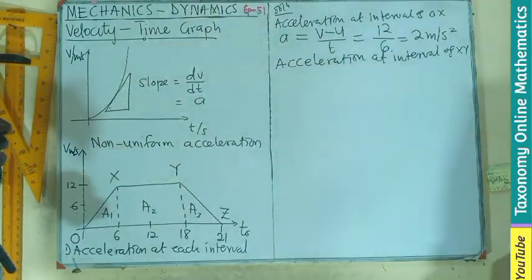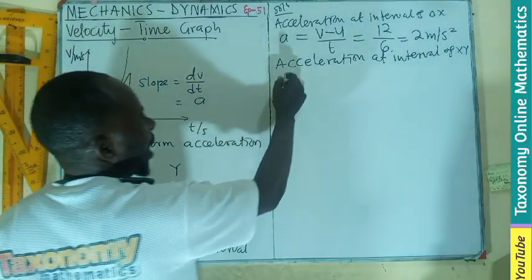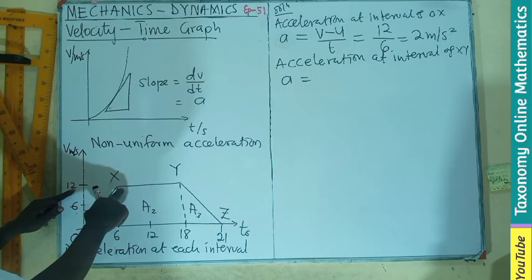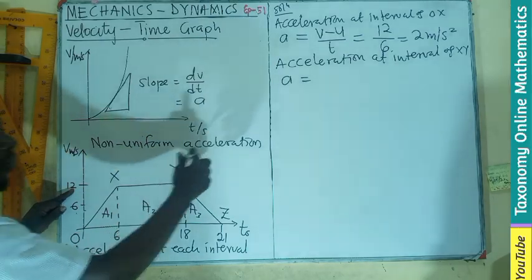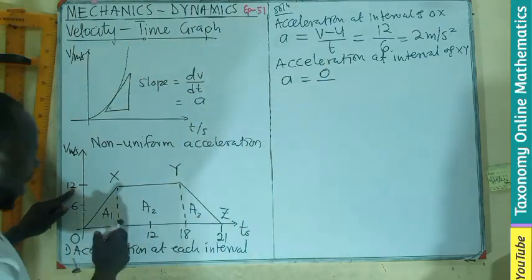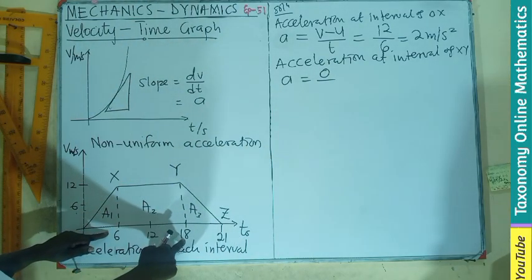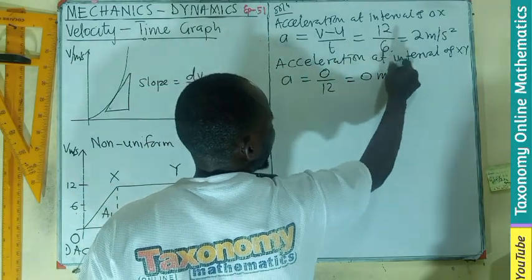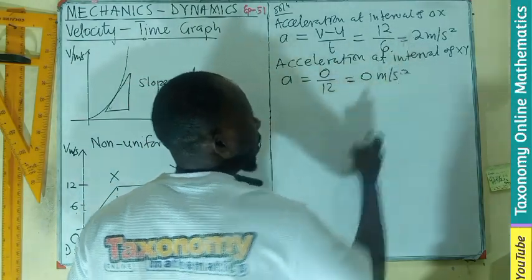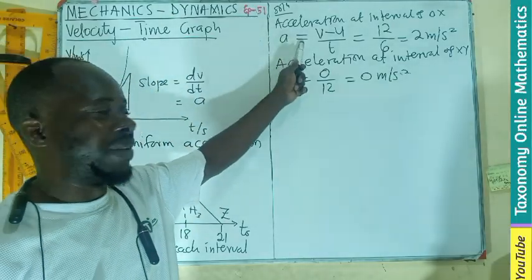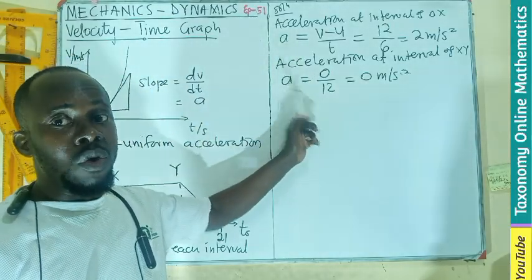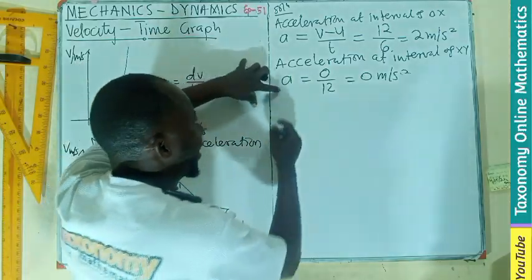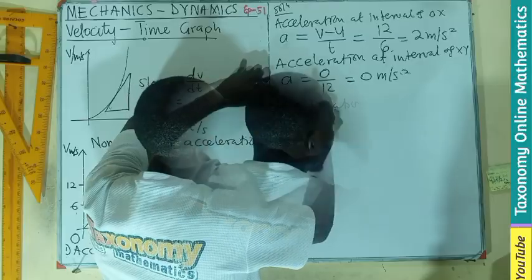So the acceleration at the interval of XY, we have a equals to the change in velocity. The initial velocity from here will be 12, still 12, so we have 0 divided by the time from here to here, which is 18 minus 12, equals 0 meters per second squared. Remember, we mentioned that this is uniform motion, constant velocity, with acceleration being 0.